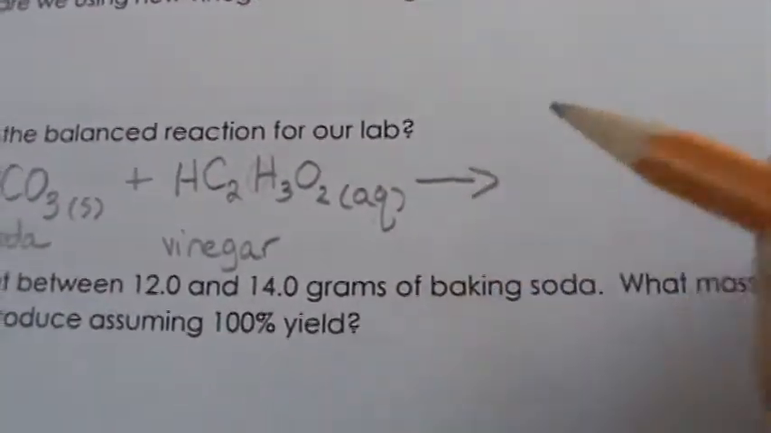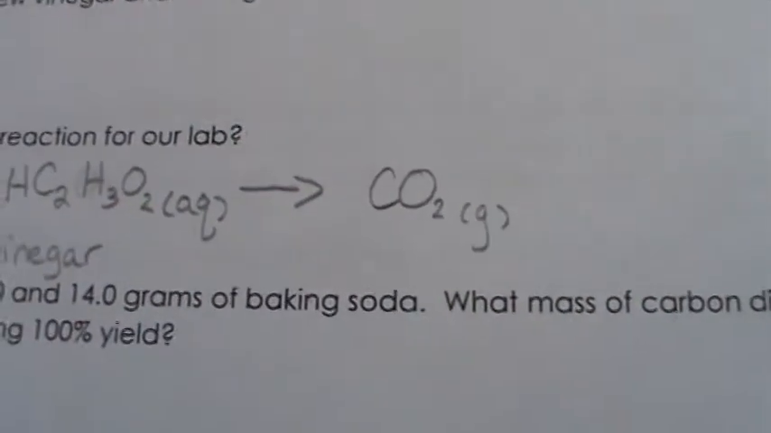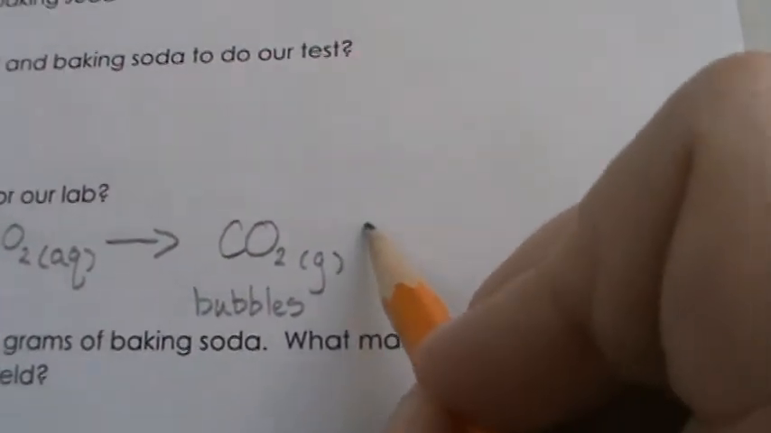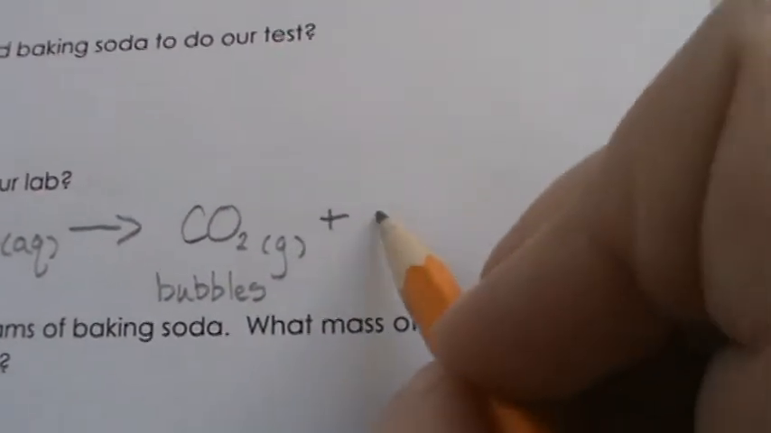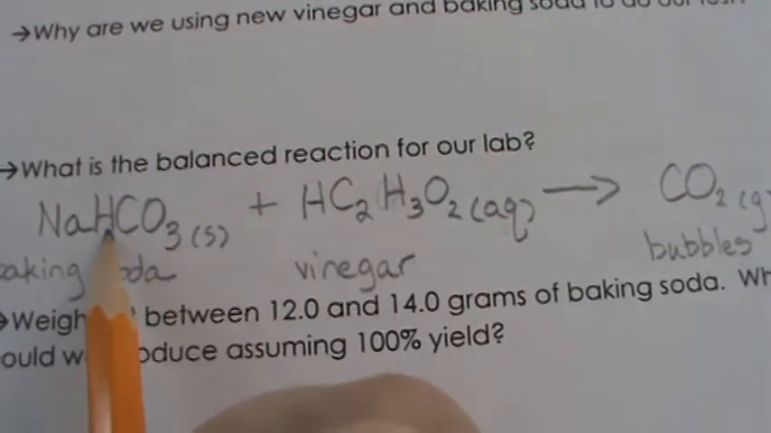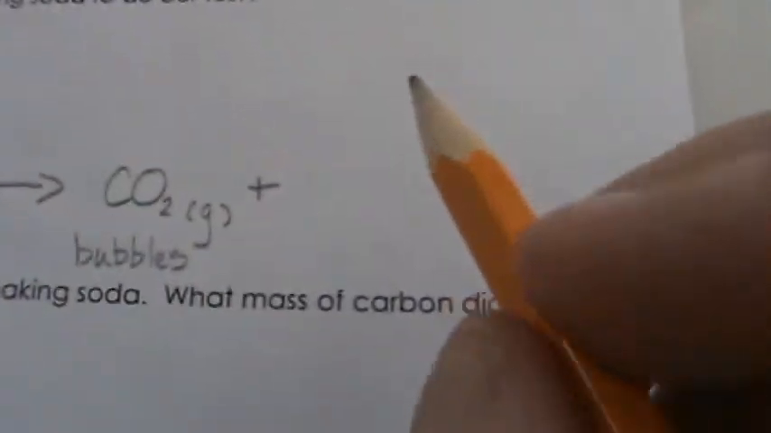Okay. Now, when we mix these together, we get bubbles, lots and lots of bubbles. And those bubbles are CO2 (g) for gas. I'll write bubbles under here. And we'll get what's left in solution. So here we've got CO2 coming out of here. So one oxygen, one hydrogen, and one hydrogen come together to make water.